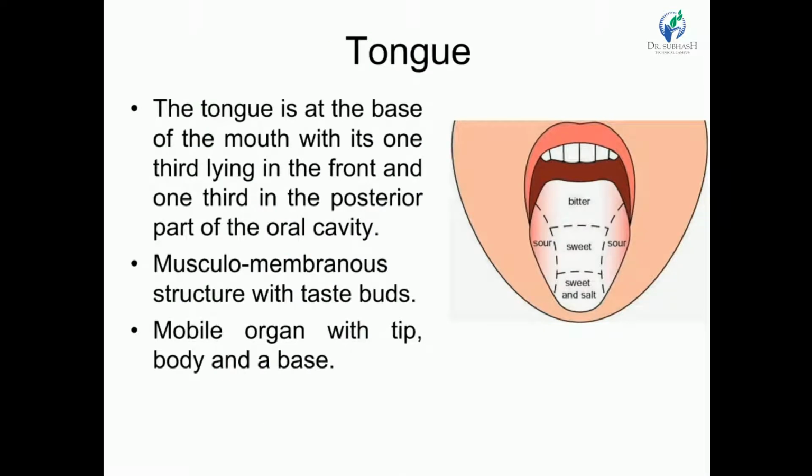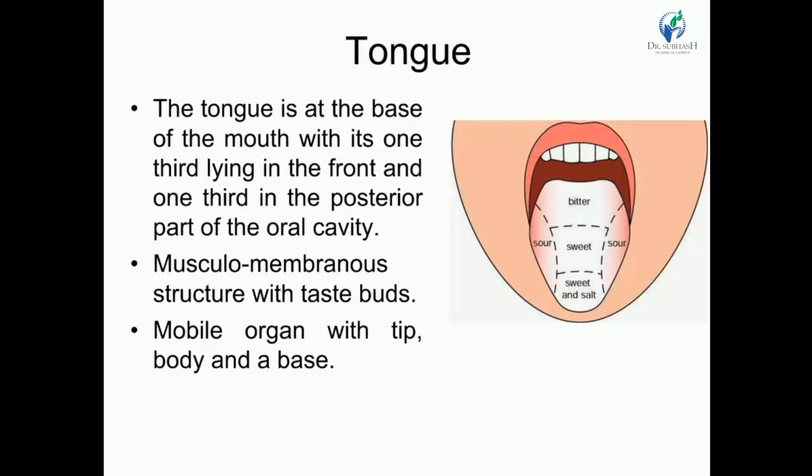Tongue. While considering the tongue, its 1/3 portion will be attached to the base and 2/3 will be moving, which helps to move the food from one segment to the second segment of the oral cavity, and with the help of the tongue the saliva can be mixed with the chopped or broken food particles. Here the tongue is at the base of the mouth, with 1/3 lying in the front and 1/3 in the posterior cavity of the oral cavity.